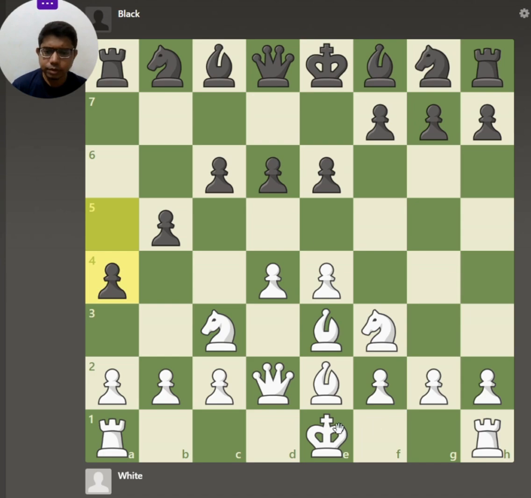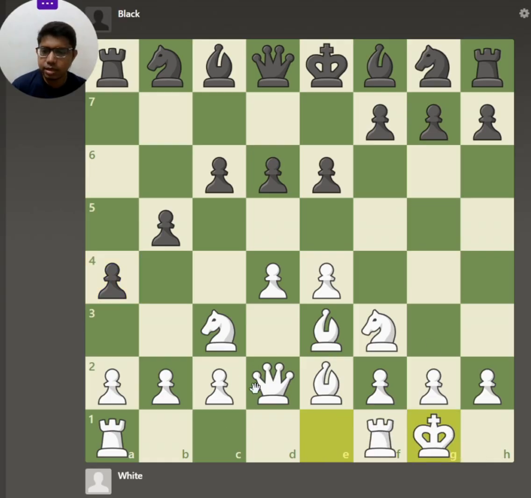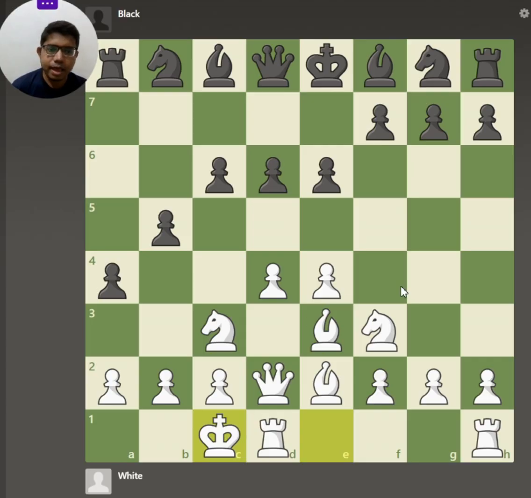So this side is called the king side, and this side is called the queen side. Everything on the right side is the king side and everything on the left side is the queen side. So this castle is king side castle, and this castle is queen side castle.